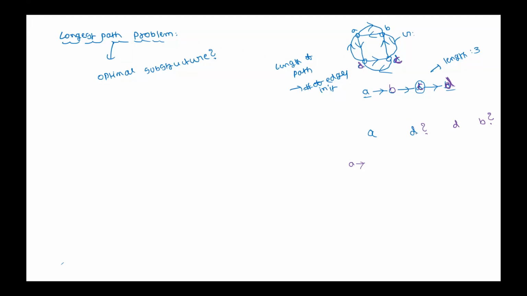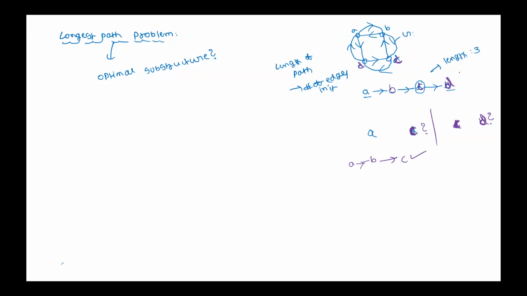Now what is the question I can ask? What is the longest path from A to C? A to C. What is the longest path from C to D? A to C, C to D. What is the longest path from A to C? I think A, B, C, it appears to be correct. Is that correct? What is the longest path from C to D?